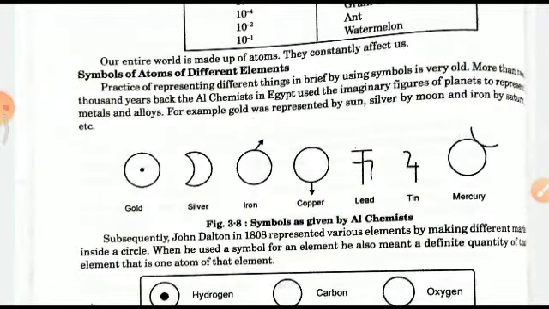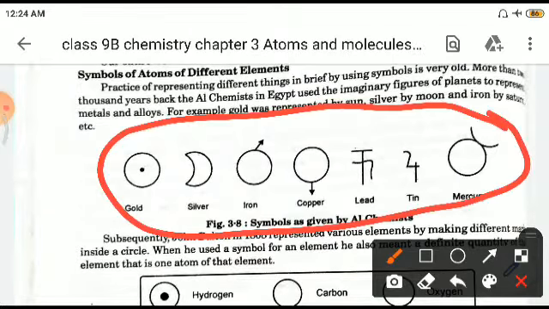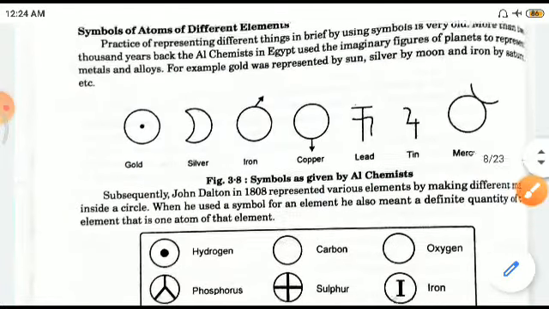The practice of representing different things by using symbols is very old. More than 1,000 years back, alchemists in Egypt used the imaginary figures of planets to represent metals and alloys. For example, gold was represented by sun, silver by moon, iron by Saturn, etc. You can see here in this figure that all the different metals are represented by symbols, and these symbols are of some planets, right?